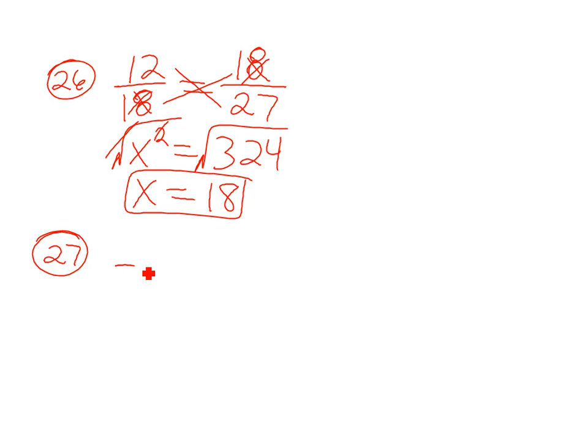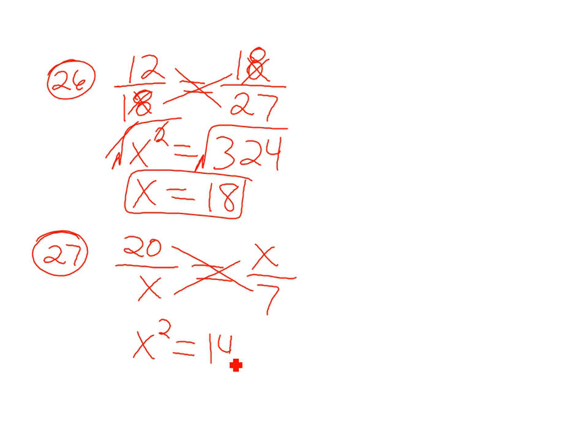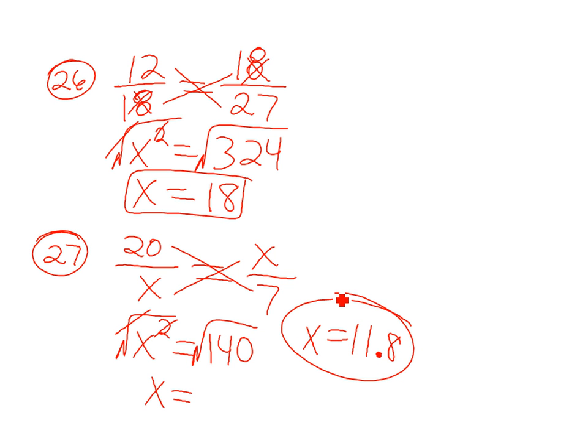Number 27. Find the geometric mean between 20 and 7. So 20 goes here, 7 goes here, x here, x here. Cross multiply, you get x squared. Cross multiply this way, you get 140. Take the square root of both sides. This cancels out, you're left with x equals second square root on your calculator, 140. And you get about 11.8. So x equals about 11.8.